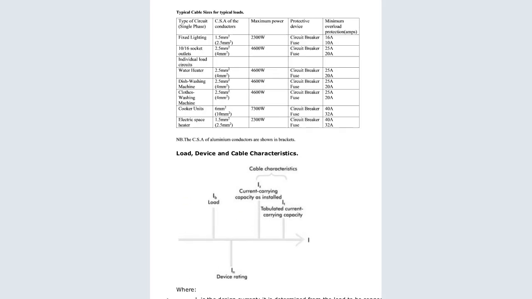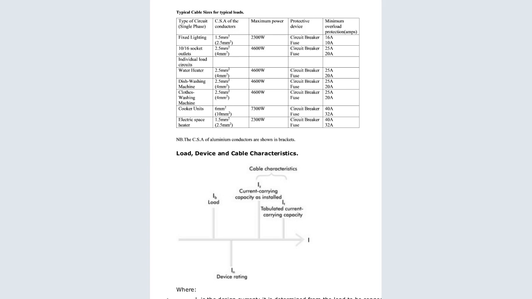So let us look at this table. This is a typical cable size for the typical loadings. So the type of circuit is there. For example, for a single phase, we have a single phase maximum power. This is the cable sizing, the cross-section area, and this one is the maximum power that it can carry, the protective device that you can use, and the maximum loading of the protective device.